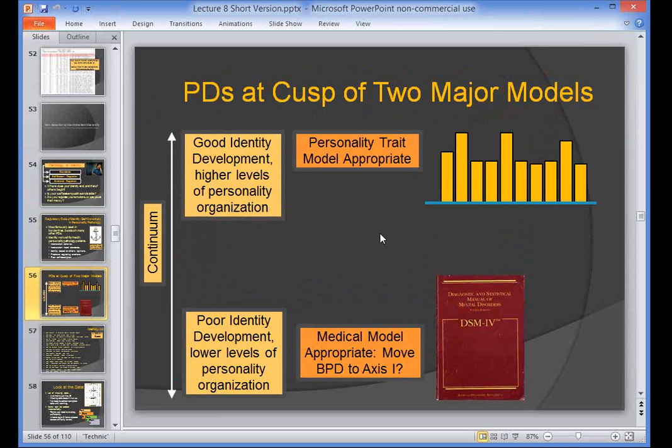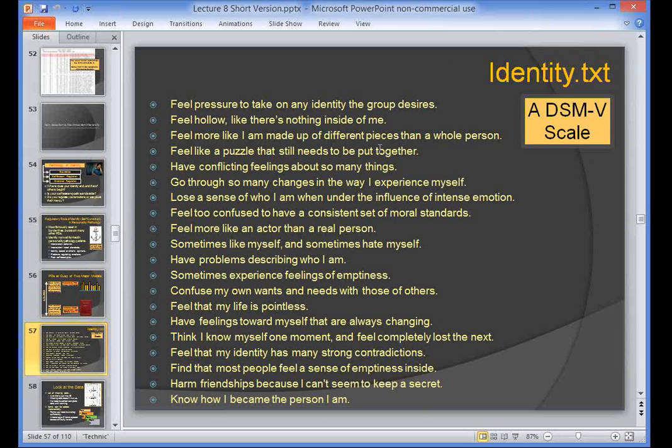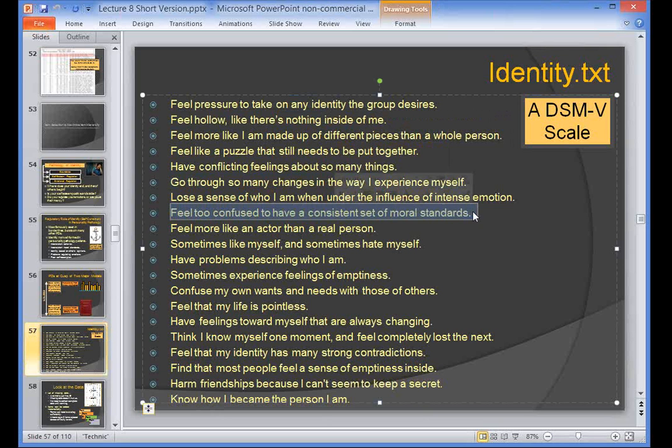How would you then assess this level of personality organization? So we came up with items to try to do this, and these were administered to undergrads. And there were items in here like "feel hollow, like there's nothing inside me." So this is a typical complaint of many borderlines and narcissists. Or problems with self-esteem regulation: "go through so many changes in the way I experience myself." "Feel too confused to have a consistent set of moral standards." A lack of authenticity: "feel more like an actor than a real person."